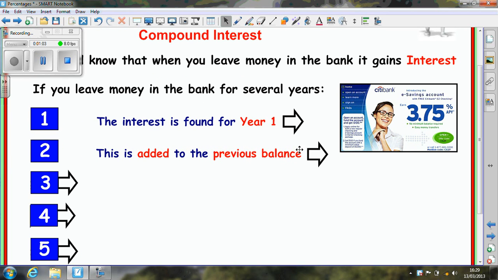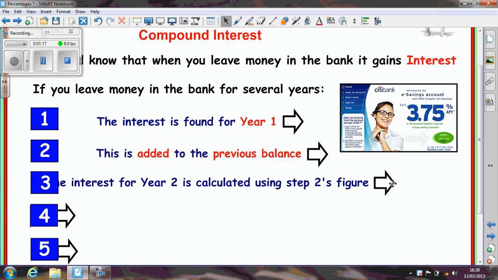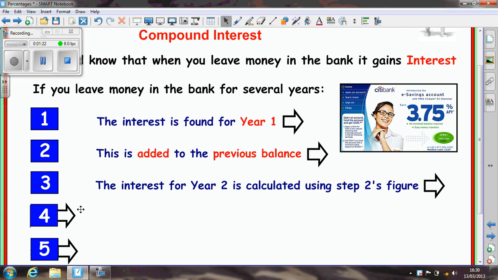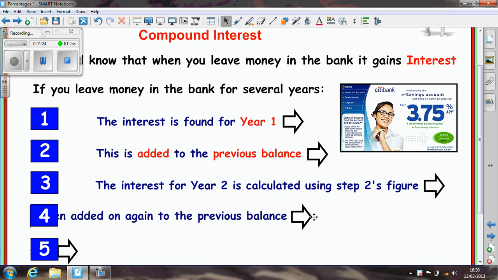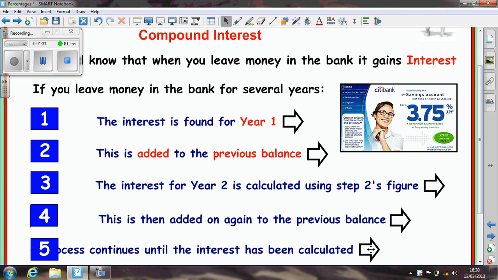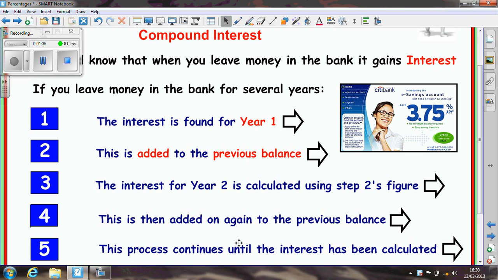So say, for example, you had a couple £100 in the bank, and at the end of year 1 they gave you some interest. Say, for example, just for the sake of argument, it's £11. At the start of year 2 you'd have £211. They then have to work out the interest on this new figure for year 2. That would then be added on to the previous balance again, and then they would calculate the interest on this new figure. And this goes round and round, this process of adding on each time and then calculating the new interest.